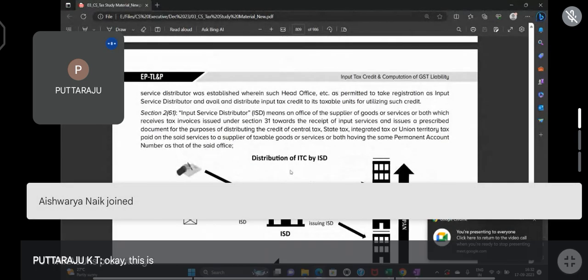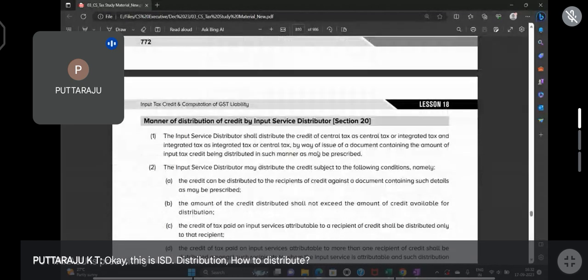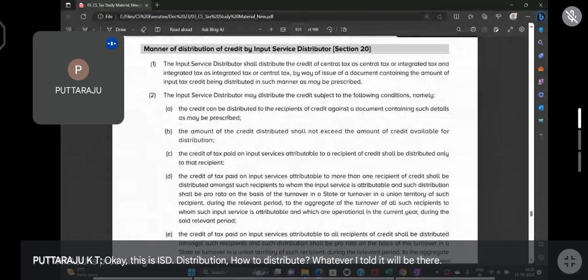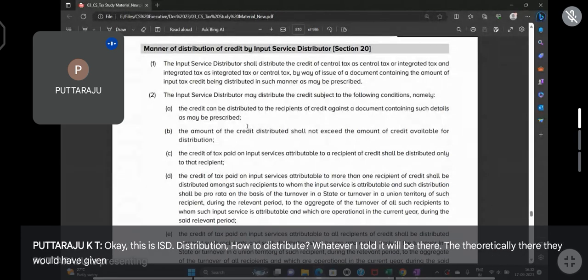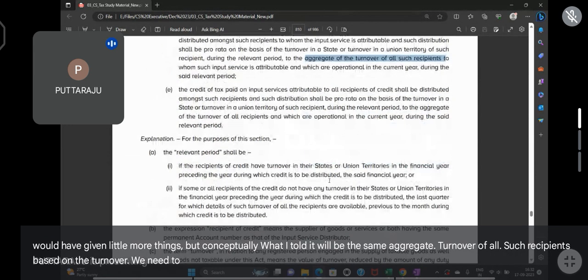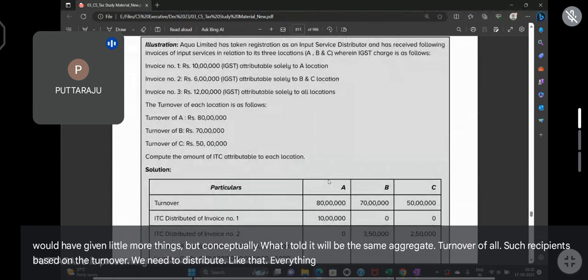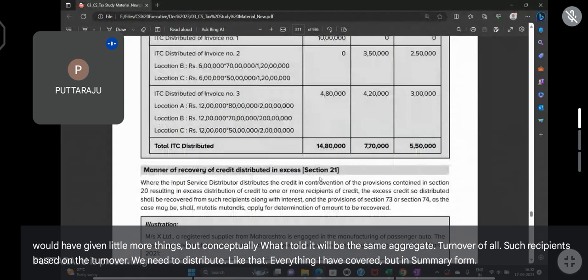Okay, this is ISD distribution, how to distribute. Whatever I have told, it will be there. Theoretically they would have given a little more things, but conceptually what I told will be the same. Aggregate turnover of all such recipients: based on the turnover, we need to distribute. Like that, everything I have covered, but in summary form. They would have given it in detail.